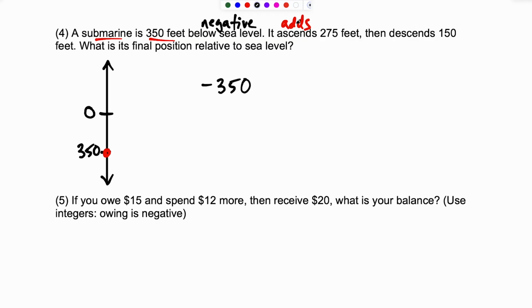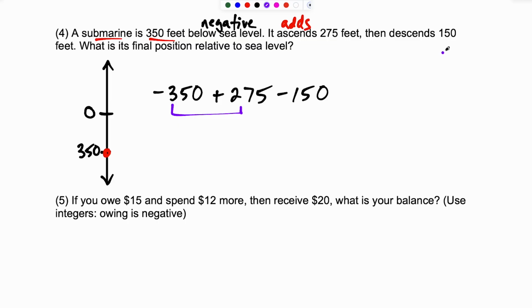So if the submarine ascends 275 feet, that's adding 275. And then descends 150 is minus 150. Okay, so this is what we have to work out. So for this one, we're just going to go piece by piece. So I'm just going to move this over. And what we're going to do first is we're going to add these two numbers together. So we're doing negative 350 plus 275.